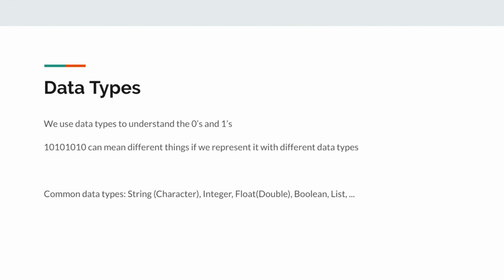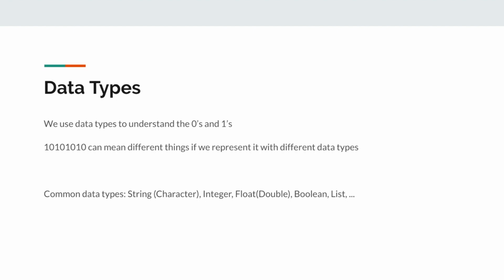For example, 10101010 can mean different things if we represent it with different data types. It can be a character, or it can be a tiny part of a photo, a tiny piece of information of the photo, or it can represent the number itself.